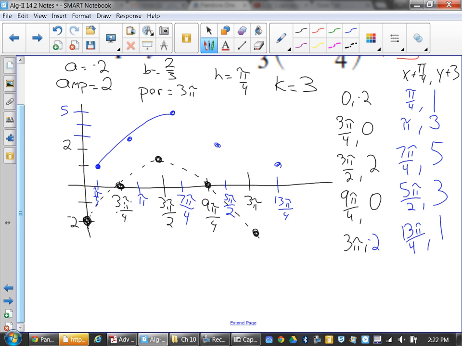And here's your shift. Now, whatever. Because your graphs might look like junk, but your ordered pairs are right.